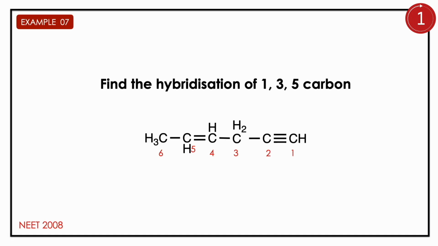Then the next question, find the hybridization of carbons 1, 3, 5 in the following structure. The compound has 6 carbons with one triple bond and one double bond. The triple bond is numbered at the first position, the double bond is at the fourth position. So you should find the hybridization of 1, 3, 5.